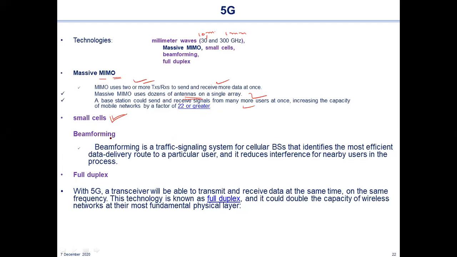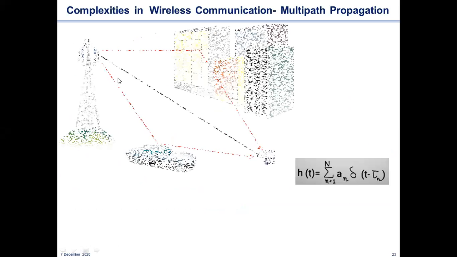So these are the other techniques that we call millimeter waves, massive MIMO, small cells, beamforming, and full duplex. We achieve the low latency with all these things. Okay. If time permits, we'll discuss each one in more detail. Let me cover the whole thing first.